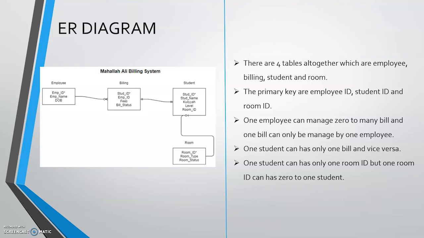For the employee, we have attributes like employee ID, employee name, and date of birth. For billing, we have student ID, employee ID, fees, and bill status. For student, we have student ID, student name, kuliah, level, and room ID. For the room, we have room ID itself, room type, and room status.